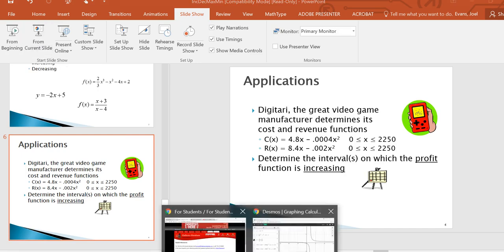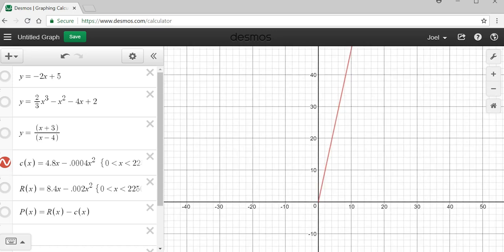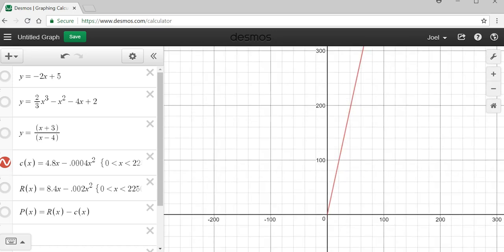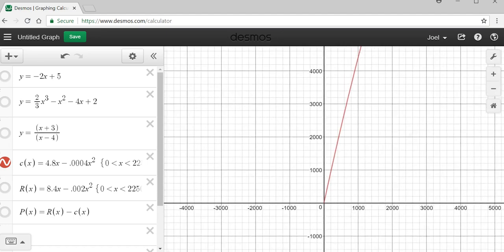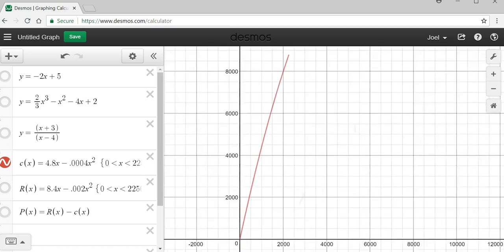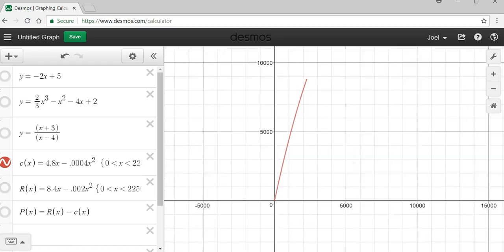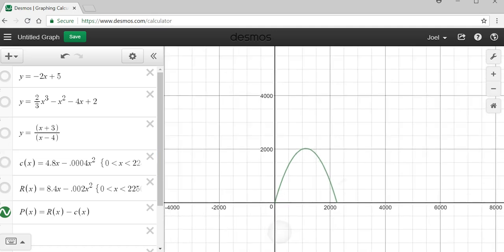So if we take a look at one more picture, here's our cost function. We need to zoom out so we can see it on the correct scale from 0 to 2250. All right, so there's our cost function from 0 to 2250. See, it goes like that. And then here's our revenue function. But our profit function is going to be revenue minus cost. So there's our profit function.